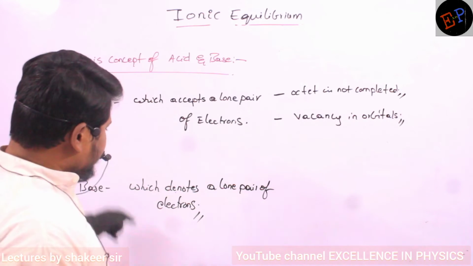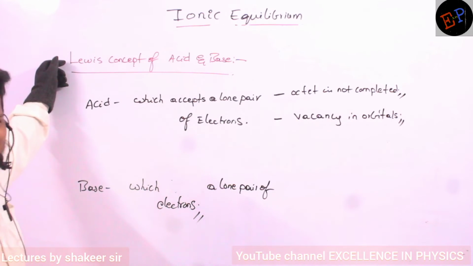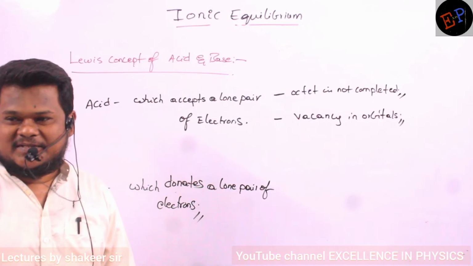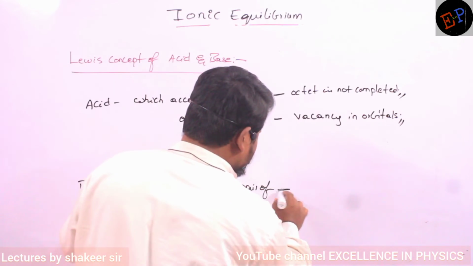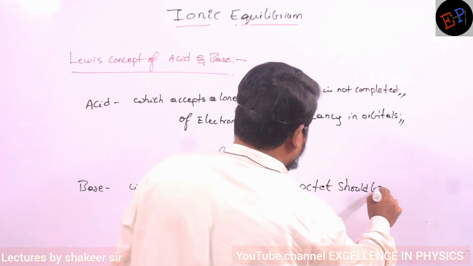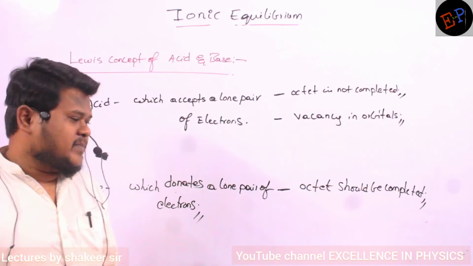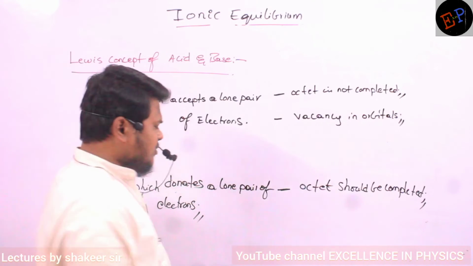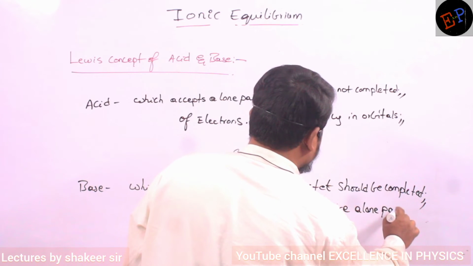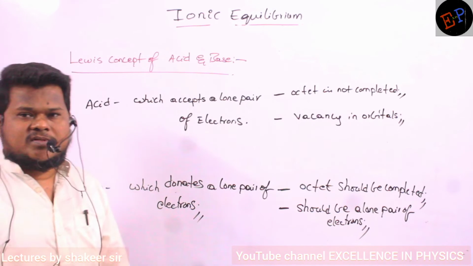Now what is meant by base? Which donates, not denotes. Which donates a lone pair of electrons is called a base. And for donating, can you say what conditions are possible? First of all, octet should be completed, no? Octet means 8 electrons should be present in the outermost orbital. Octet should be completed, and there should be one extra lone pair of electrons. So these are the conditions in which compounds can behave like acids or like bases.